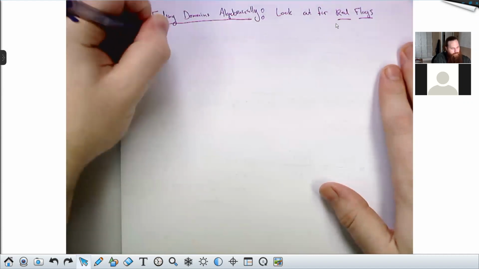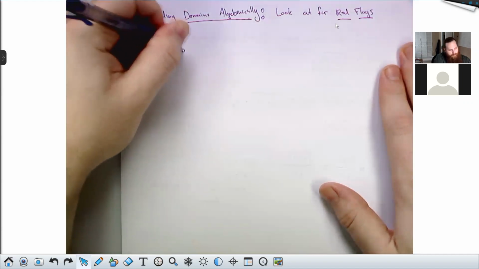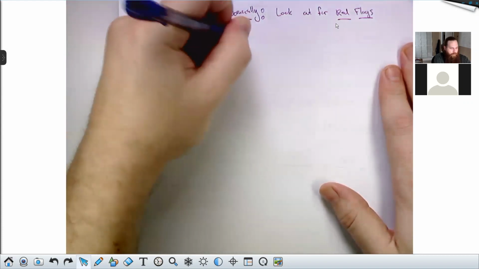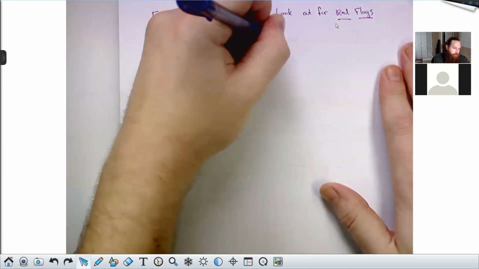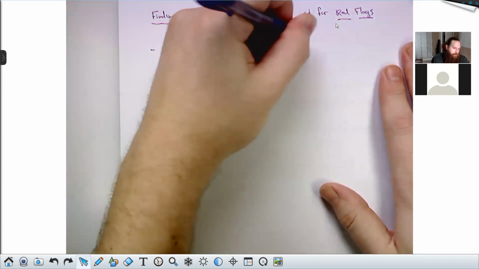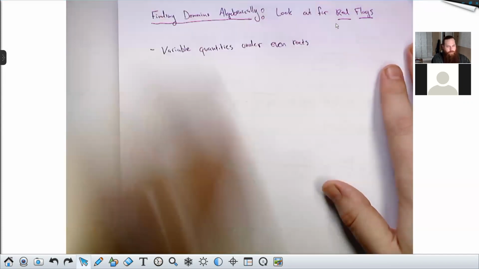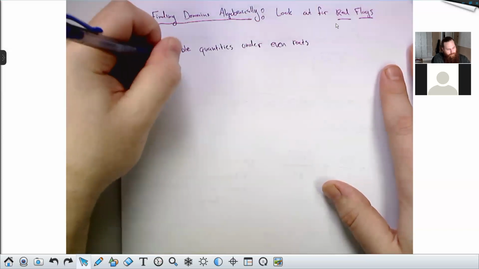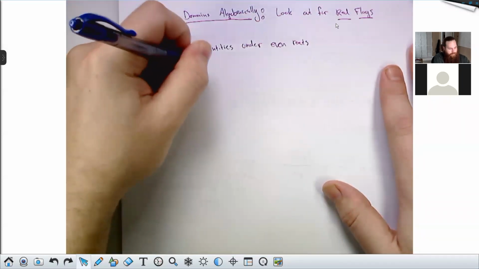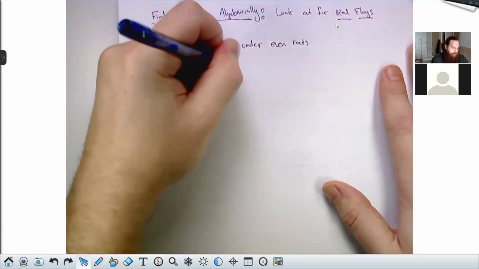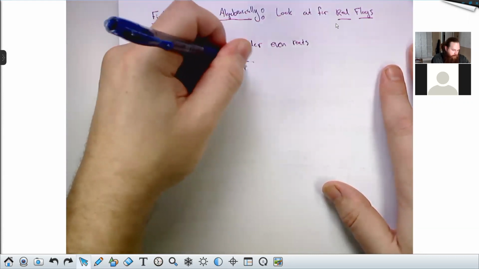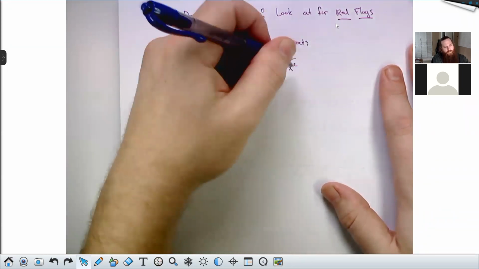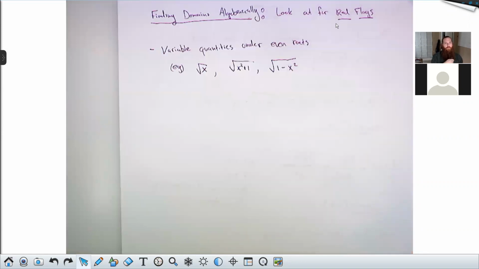Variables under square roots. Variable quantities, not just under square roots, but under any even root. Those are like square roots, fourth roots, sixth roots. So for example, the square root of x, he's got a red flag. The square root of x squared plus 1, he's got a red flag. The square root of 1 minus x squared, he's got a red flag. All of these have red flags.